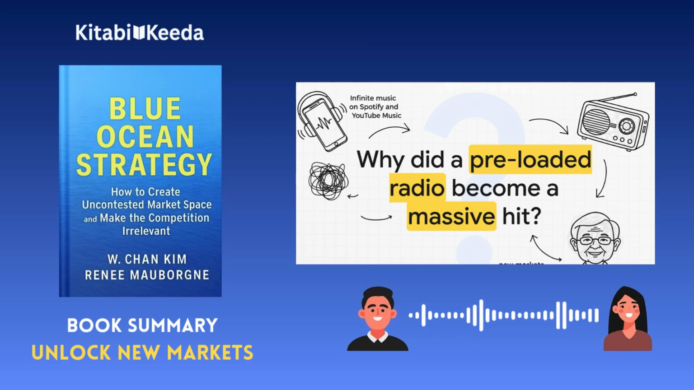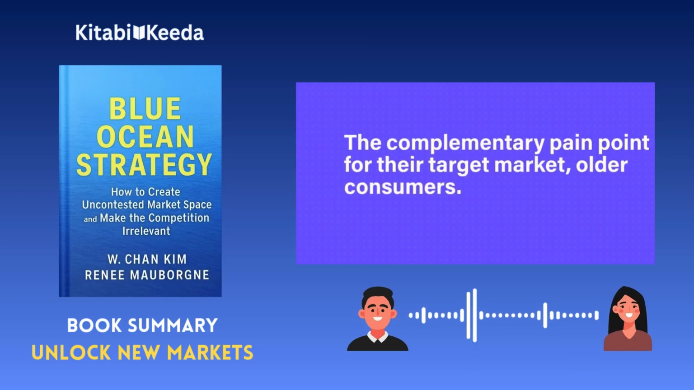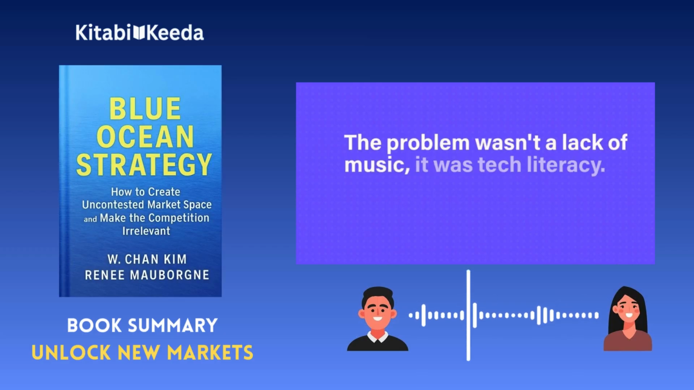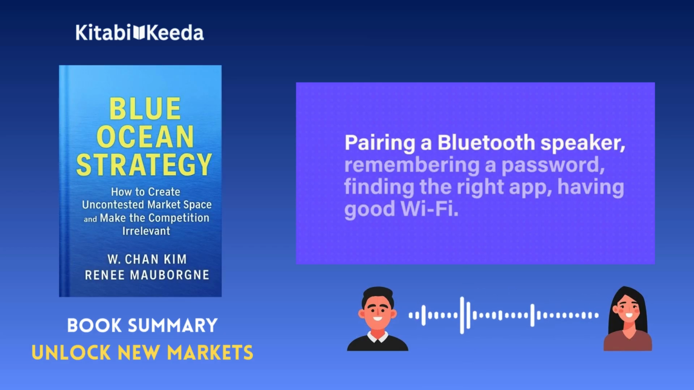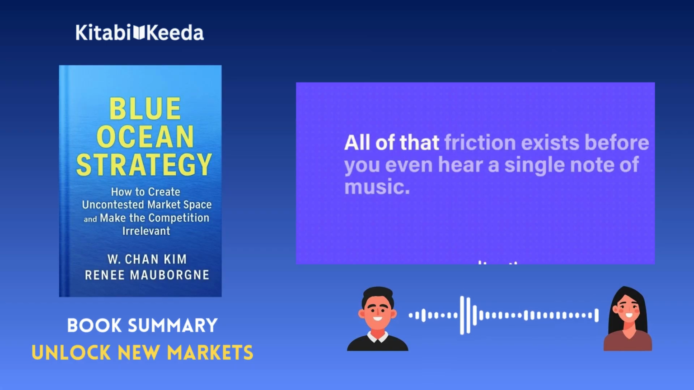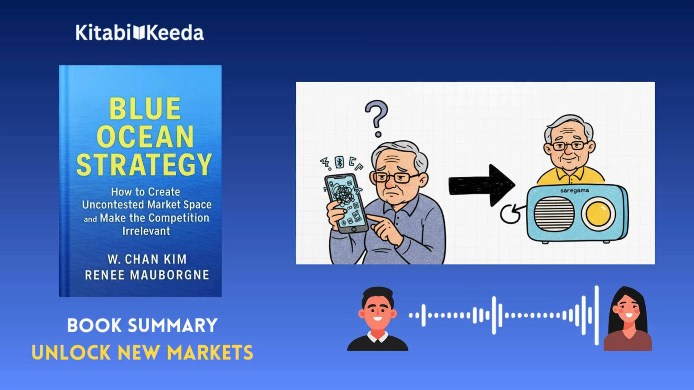Why? Because they weren't competing with Spotify. They were solving the hassle that comes with Spotify for a certain generation. The complementary pain point. For their target market, older consumers, the problem wasn't a lack of music. It was tech literacy. Right. Pairing a Bluetooth speaker, remembering a password, finding the right app, having good Wi-Fi, it's a nightmare for a lot of people. All of that friction exists before you even hear a single note of music. Yeah. And Carvaan just erased all of it.